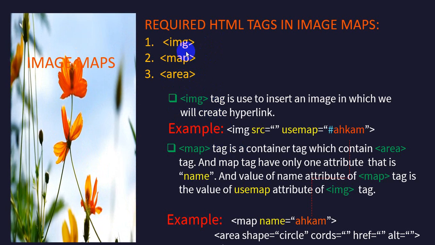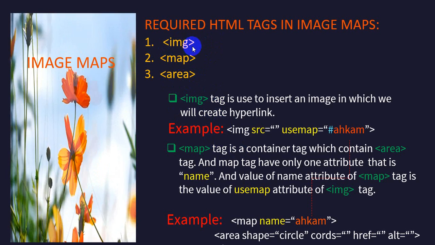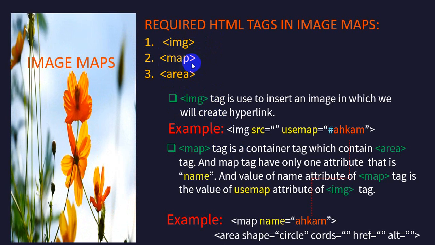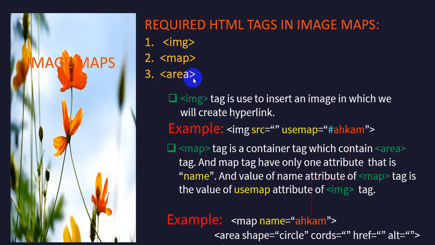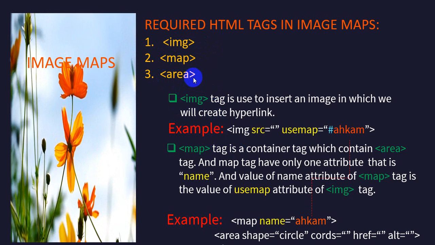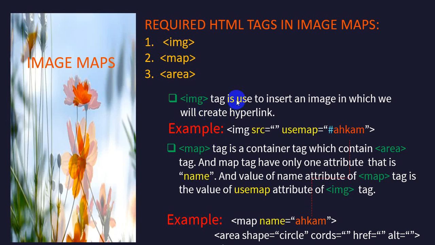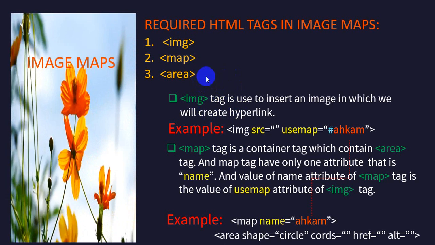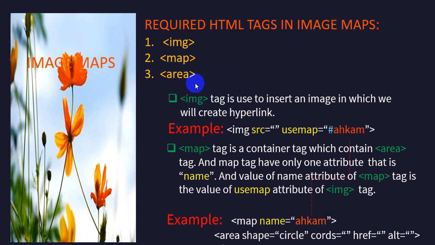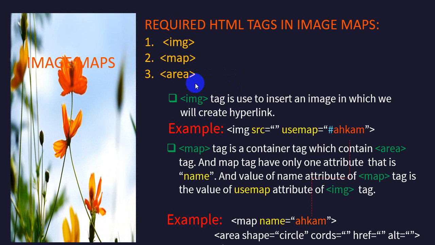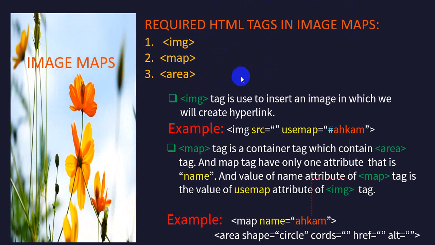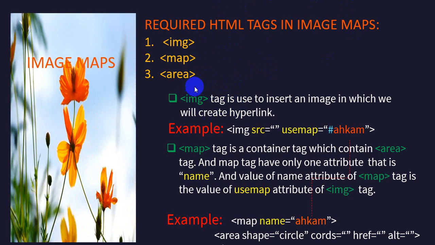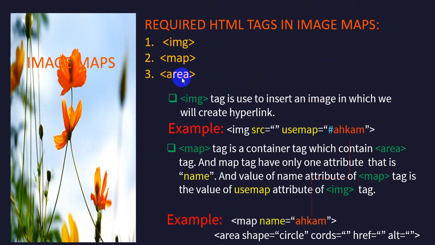So the basic thing is that first we have to insert an image file, then we have to take map, and inside that map we can add multiple area tags. Every area tag will say which type of shape we are going to create, and on that particular shape we will create a hyperlink, or make some hotspot, and at the same time we will assign the page URL by using different attributes of the area tag.